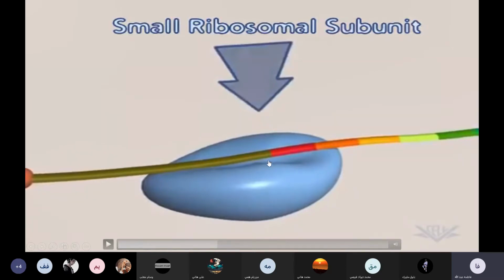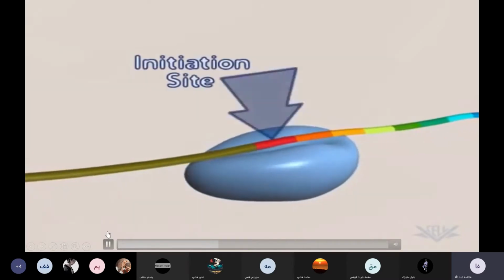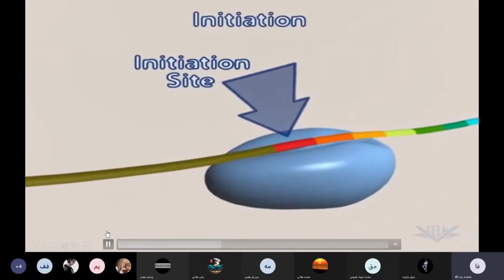أنا اللي بيصير عندي هون ببلش الريبوسوم scans to find the first AUG. As you can see, attaches to the cap and moves to the translation initiation site.